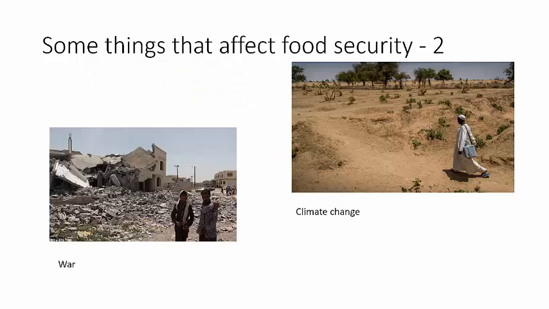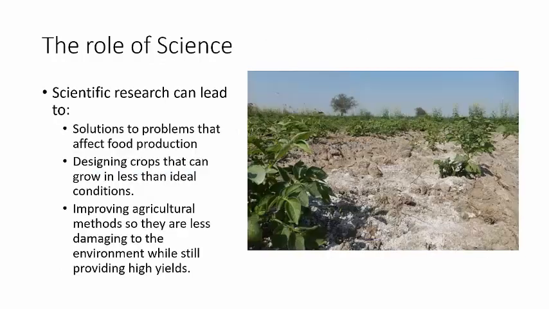Another issue that can affect food security that's not relevant to Australia, but it's certainly relevant to other parts of the world, is where you have war. So in parts of the world where there are wars, it makes it very difficult for people to produce food. And a really big factor that will contribute to food security in the future is climate change. So as a result of the climate changing, there are parts of the world that used to be really valuable for food production, where it's now becoming increasingly difficult to grow food.